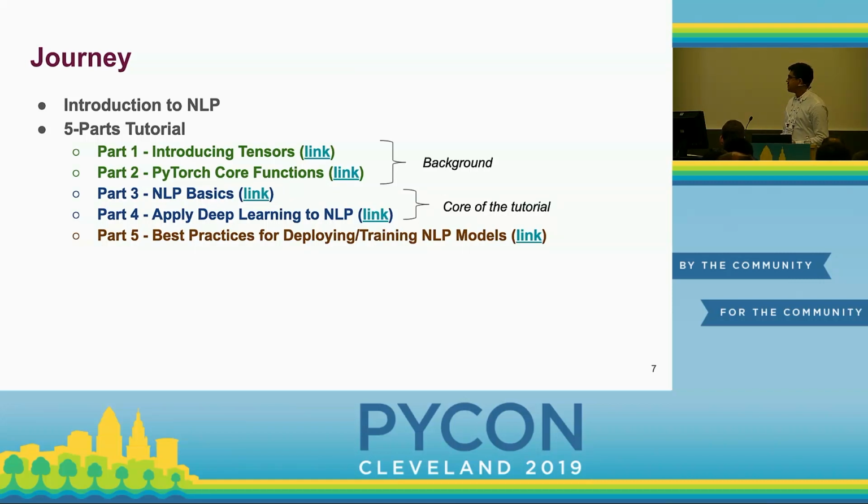And part 5 is best practices for deploying and training NLP models. This part is optional. It is more like what you do if you want to do research in NLP. It's how to properly evaluate models, things like confusion matrices and this kind of thing. Not really important if you only want to apply NLP, but I think it's a critical part of NLP as well. So that's just the core of the tutorial.